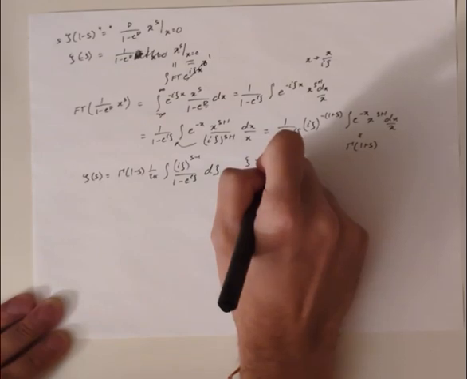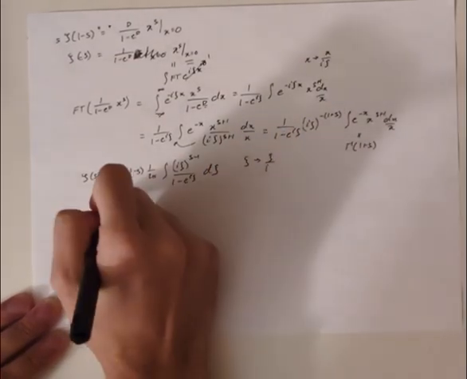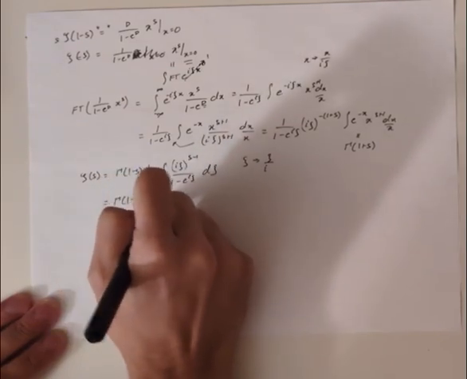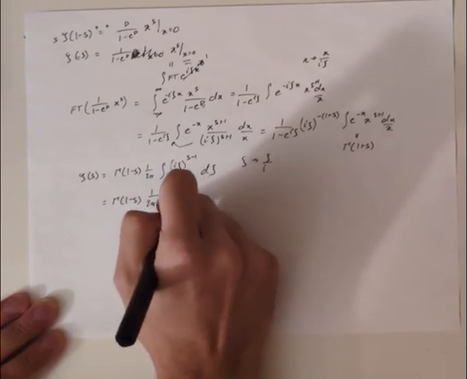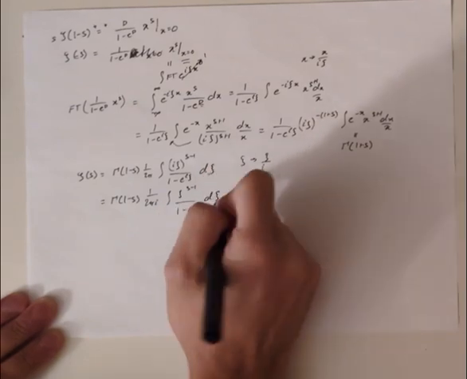And now you want to change variables to get rid of the i. So you replace psi with psi over i, and this d psi will also get a 1 over i. This is equal to gamma of 1 minus s times 1 over 2 pi i times the integral of psi to the s minus 1 over 1 minus e to the psi d psi.